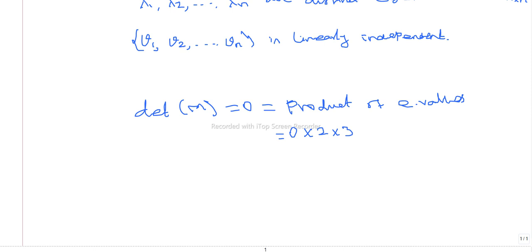Now we have the eigenvalues for M. What are they? 0, 2, 3.